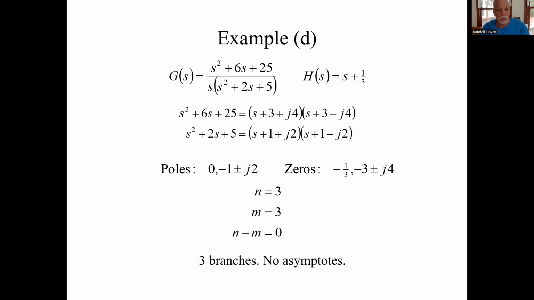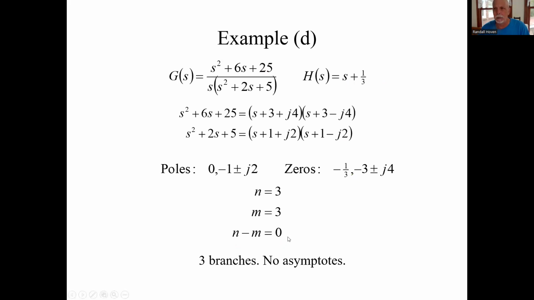One more example. Let's see. We're going to have complex zeros, complex poles. Let's see. 3 poles, so 3 branches. Oh, there's another 0 over here. So a complex pair of zeros and another real 0.